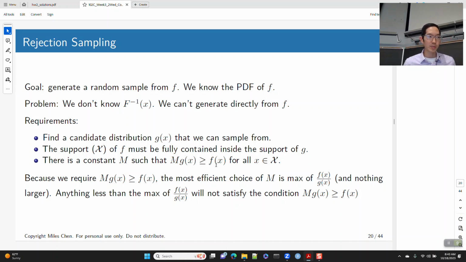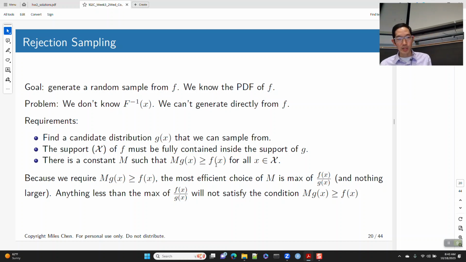One thing is that the support of our target distribution f has to be fully contained inside the support of our generating distribution g. So, if your target distribution is something like the normal distribution or the t distribution, where you go from negative infinity to positive infinity, you need to have another distribution that goes from negative infinity to positive infinity, okay? Or if it's just on the positive numbers, it just needs to be fully contained in the support of g.